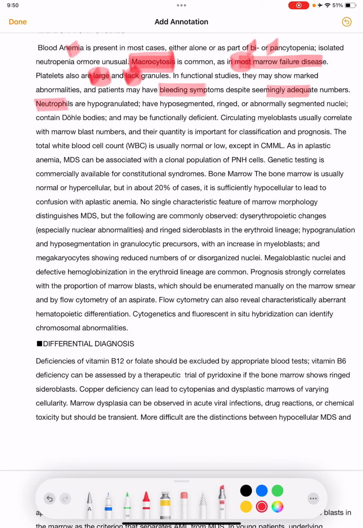If we take neutrophils, these neutrophils are hypogranulated and have hyposegmented, ringed or abnormally segmented nuclei. So how are the neutrophils? Hypogranulated, hyposegmented, ringed or abnormally segmented nuclei. They contain Dohle bodies and may be functionally deficient.